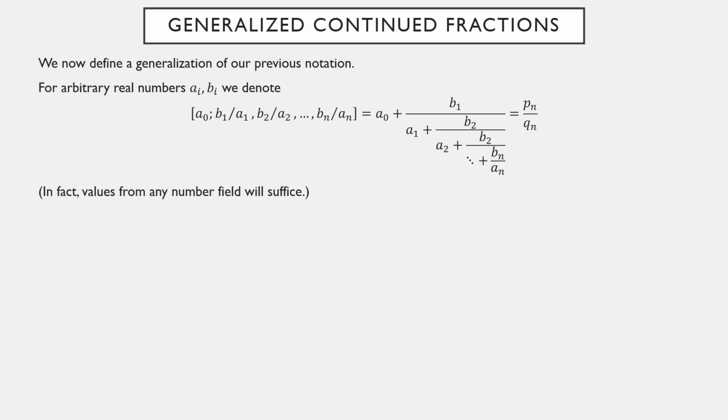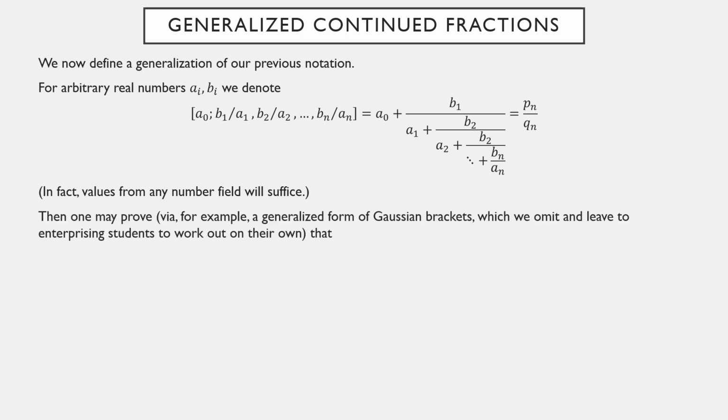In fact, they don't have to be real numbers. They could, for example, be integers, in which case the p_n over q_n will still be a rational number, and that's typically what's going to happen. One can prove by generalizing, for example, Gaussian brackets. We're not going to go through those details, but it's not that hard once you've seen it done in the regular continued fraction context, that we have a very similar recursive formula for generating our p's and q's.